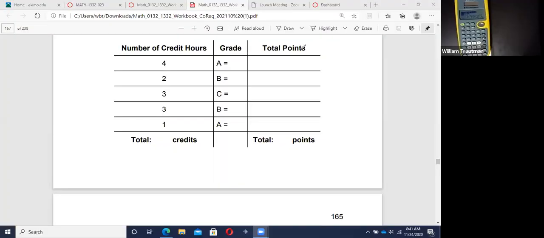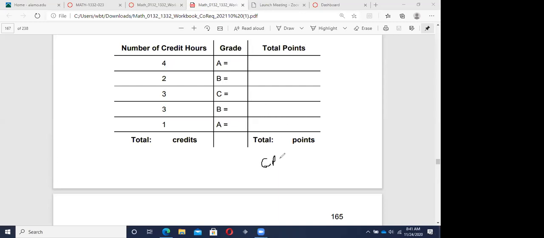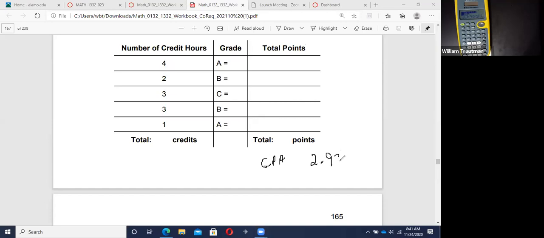So our GPA was 2.923. If we rounded to 2 decimal places, it's just 2.9. Remember, A's were worth 4 points, B's were worth 3, C's were worth 2, B's were worth 3, and A's were worth 4. This is L1. The grades actually go into list 1. The credit hours go into list 2.